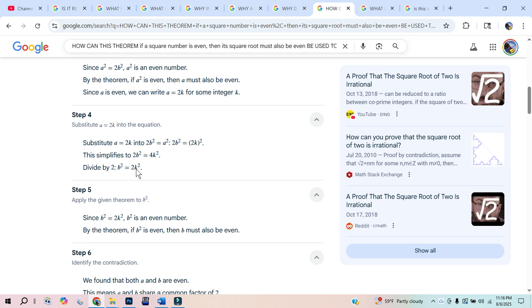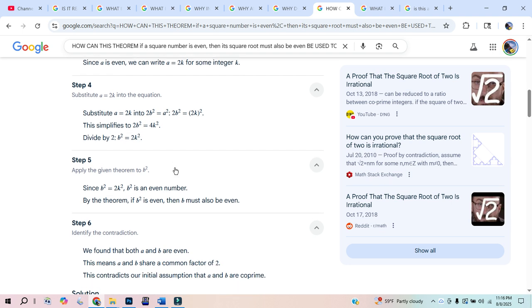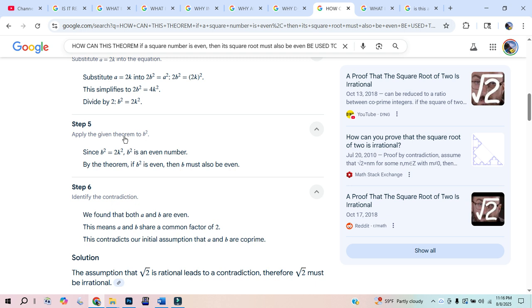We could choose a -3. -3 times -3 still is 9, still positive. Multiplied by 2 is positive. And therefore b squared is positive. If b squared is positive, then b must be even.